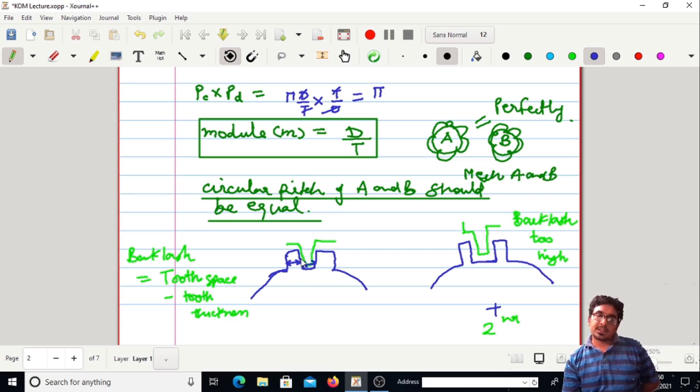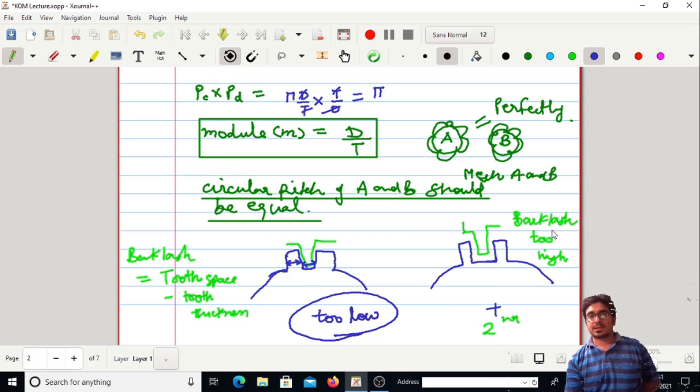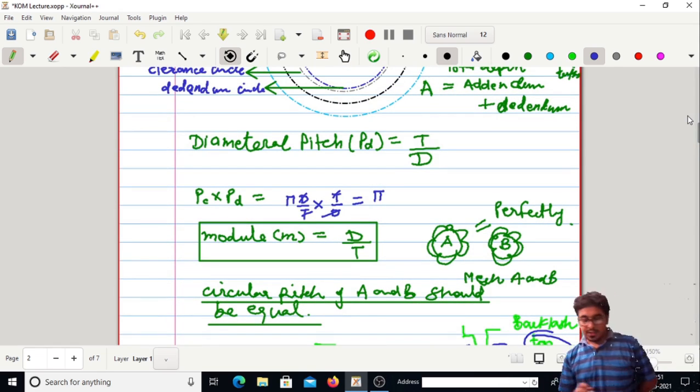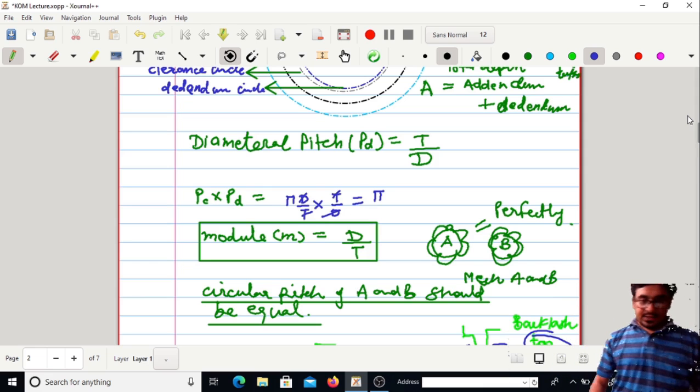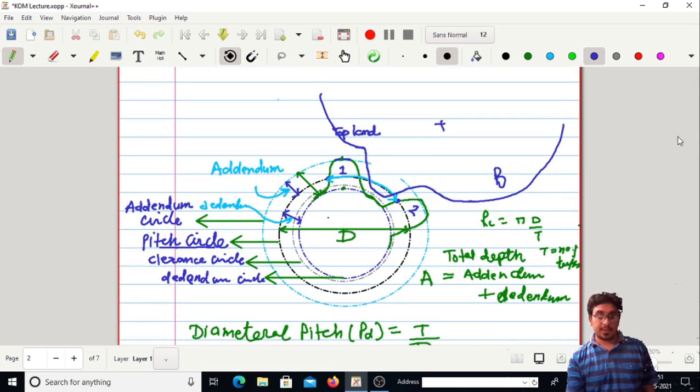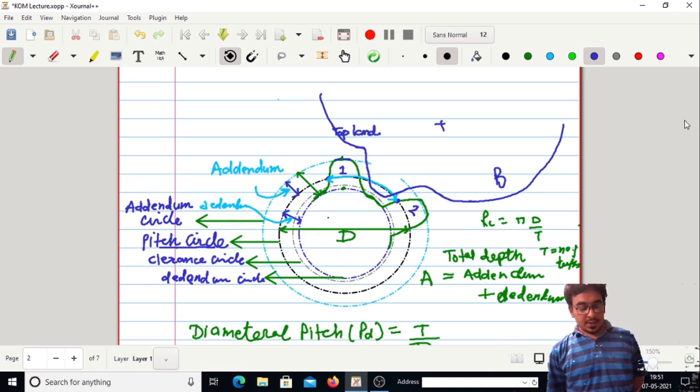And if the distance is very low, then that will be too low. So an optimum difference between the tooth space and tooth thickness shall be maintained in order to get good meshing of two gear teeth. Okay, to get the good gear teeth.